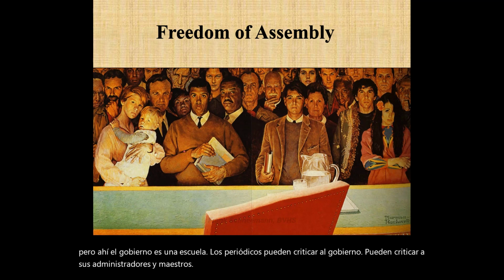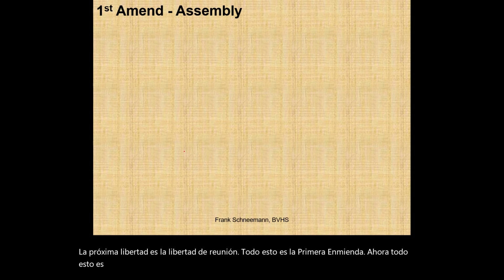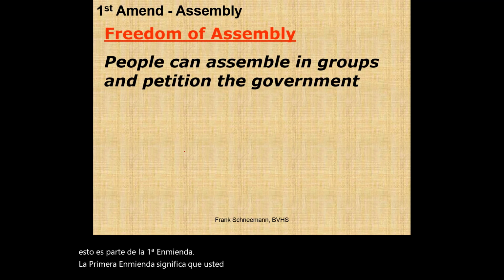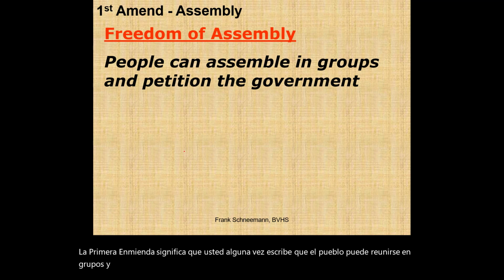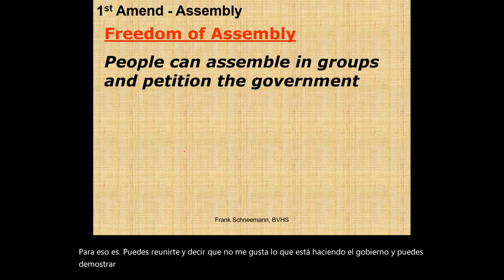The next freedom is freedom of assembly. This is all part of the First Amendment. The First Amendment means that you have a right. The people can assemble in groups and petition the government. That's what it's for. You can get together and say, I don't like what the government's doing, and you can demonstrate and have a demonstration. Anybody can do that. Even groups like Nazis have a right to demonstrate like that.